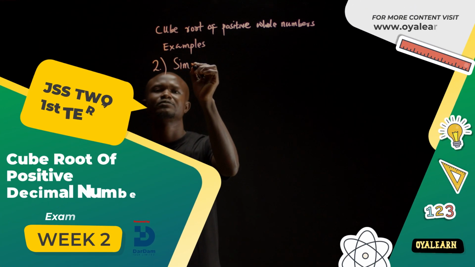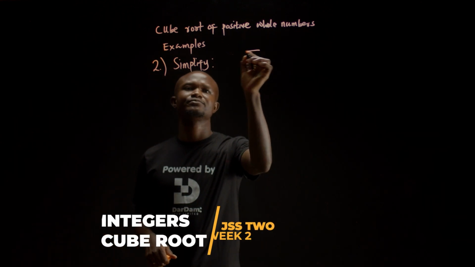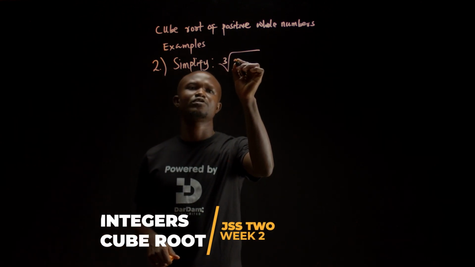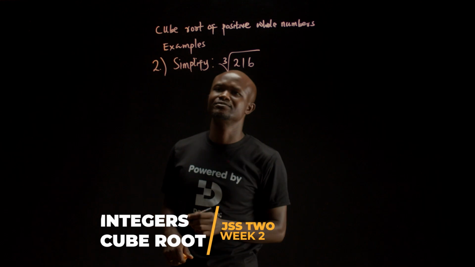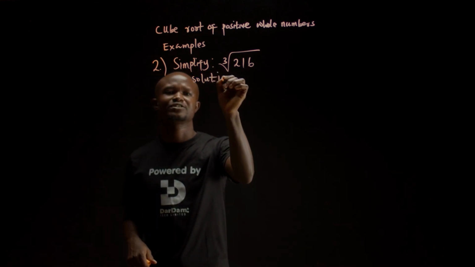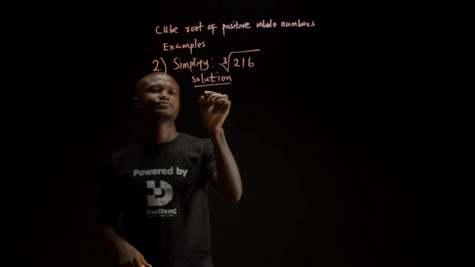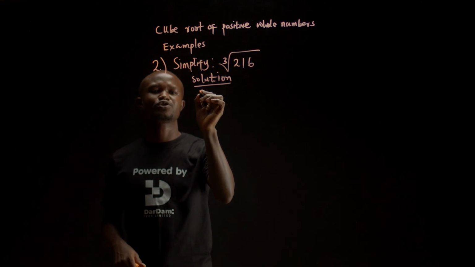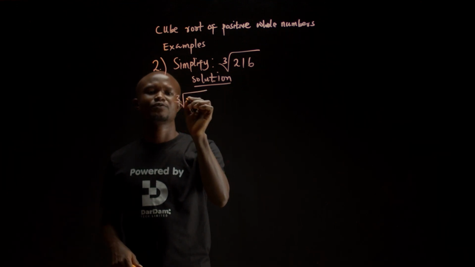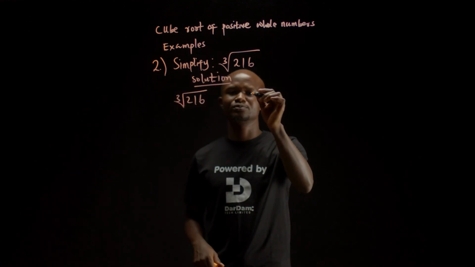Simplify. Simplify the cube root of 216. Solution. I want to simplify this. Now, we have the cube root of 216. Now we use our table.